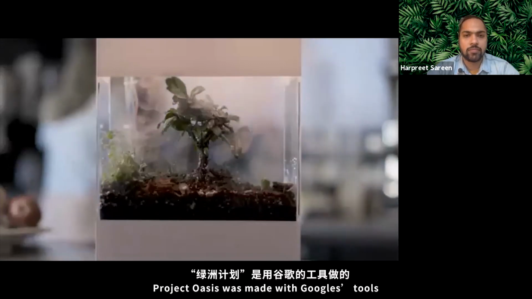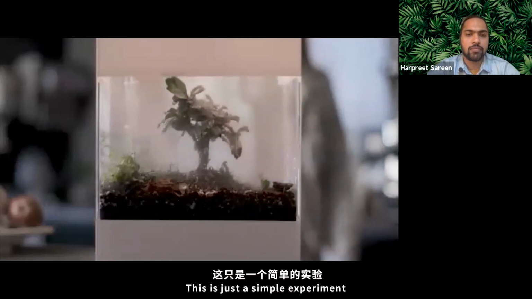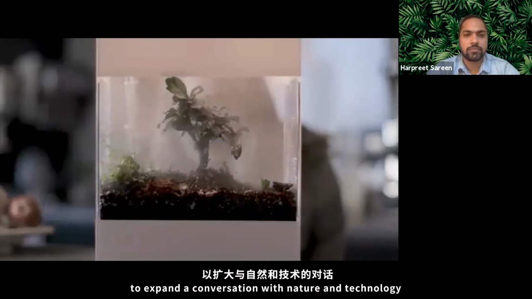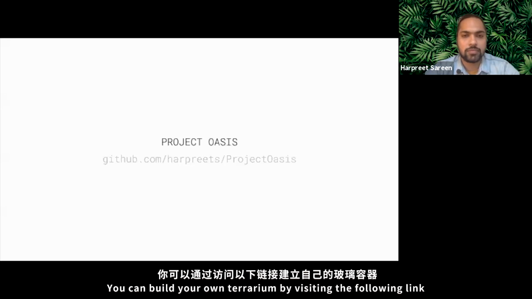Project Oasis was made with Google's tools, Dialogflow and Cloud PubSub. This is just a simple experiment to expand a conversation with nature and technology. You can build your own terrarium by visiting the following link.